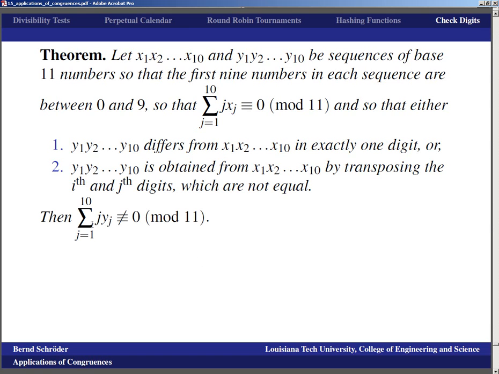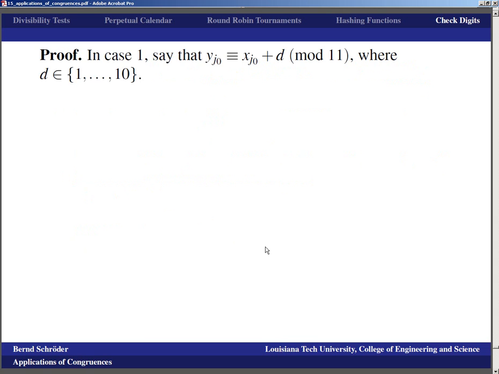Then we have that the sum over j equals 1 through 10 of j x_j is not equivalent to 0 modulo 11, and that means any very simple double check that can be performed with a computer when you type in a search by ISBN number, for example, can say, yeah, you didn't type in a valid ISBN code. Okay, so how do we prove that?